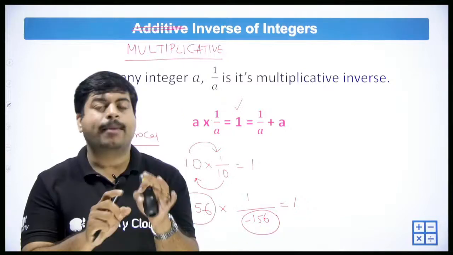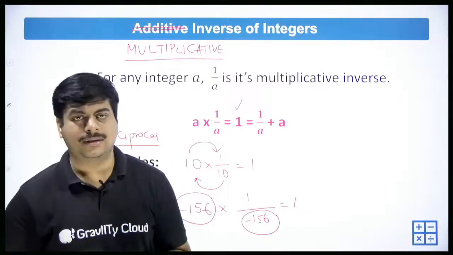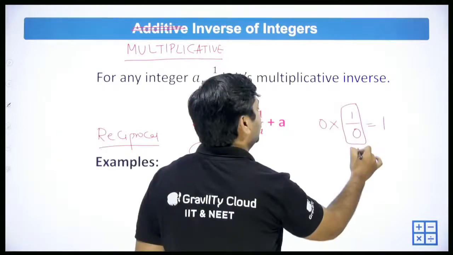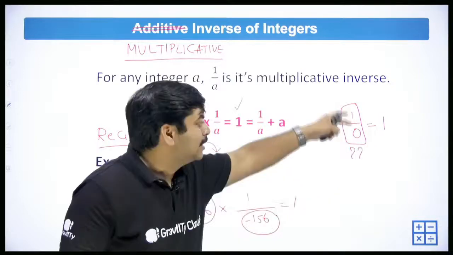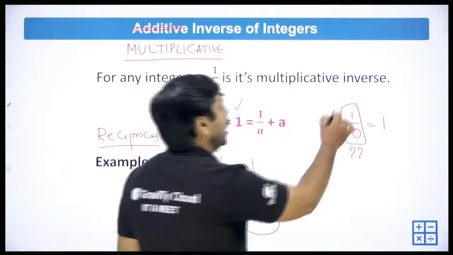But we don't say multiplicative inverse for 0. Do you know why? For the number 0, we need to multiply with 1 by 0 to get the value 1. But 1 by 0, is it a defined value? No. 1 by 0 is not a defined value. So the multiplicative inverse will not exist for the number 0. Okay, this is very important. Multiplicative inverse will not exist for the number 0.